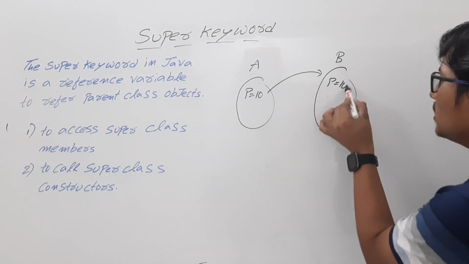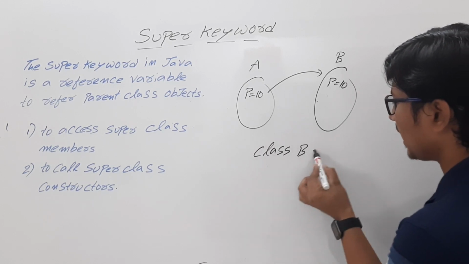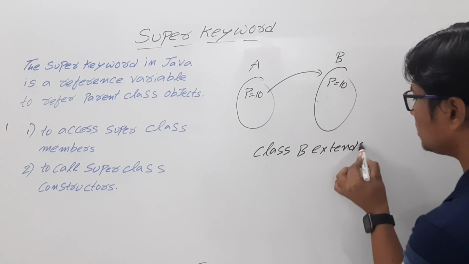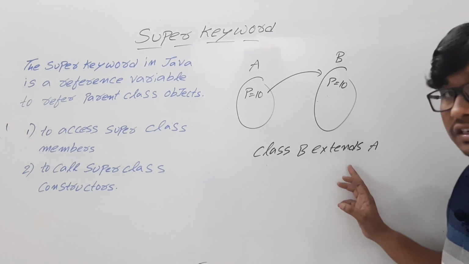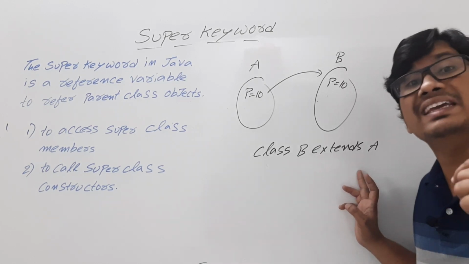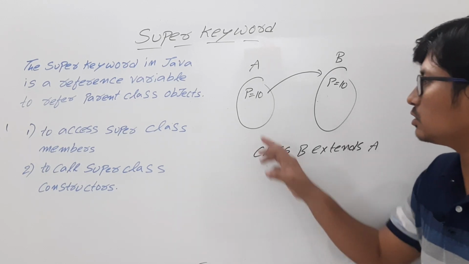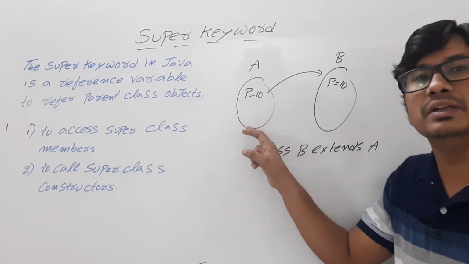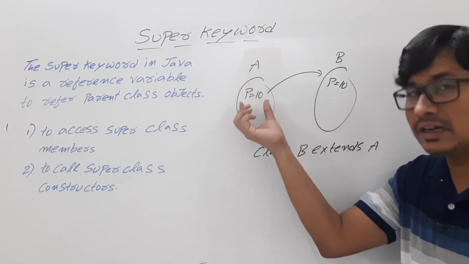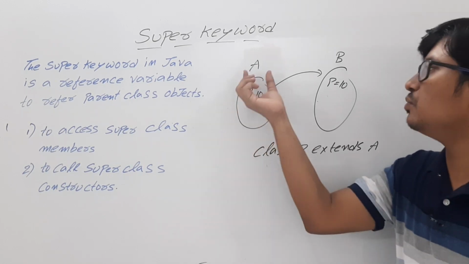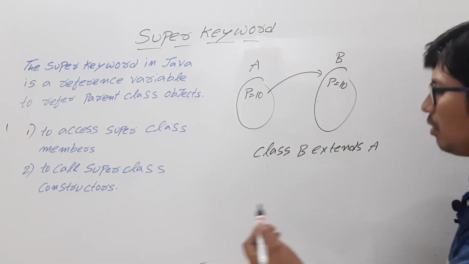You know that once you have defined class B extends class A, it is a single level inheritance. The child class B is inheriting the properties of the parent class A. Properties means the members, which are variables and methods. So whatever variables and methods are there in the class A will come to the class B.